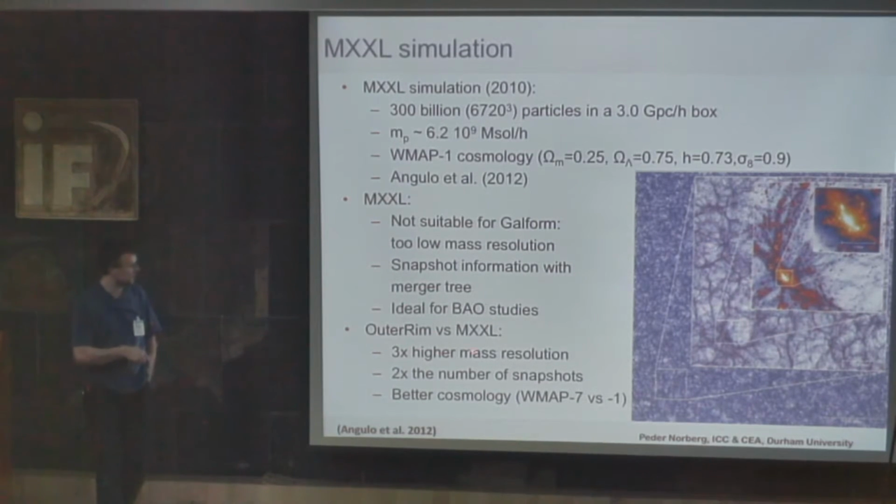So RTRIM has 3 times higher mass resolution, so it becomes just about perfect to be able to do a galaxy formation model on it. It has twice the number of snapshots, so it's even better in terms of the time stepping for light cone purposes, and it has a better cosmology, because RTRIM was done in WMAP7, whereas this one was done in WMAP1 cosmology, for consistency with other simulations to be able to do studies across different simulation sizes.